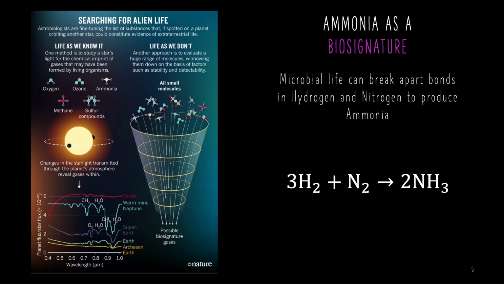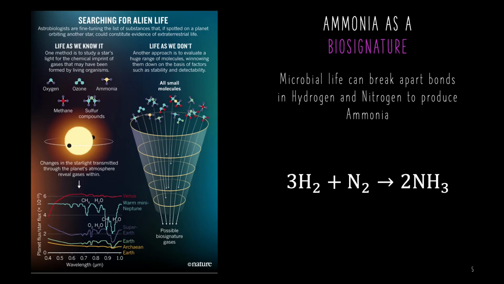So, ammonia as a biosignature. This was first proposed by Sara Seager in 2013. The idea is that in an atmosphere rich in hydrogen and nitrogen, you might have microbial life that can break apart the bonds to produce ammonia, and eventually have an excess build up in the atmosphere to hopefully detectable levels, and these microbial lives can capture the energy released, and the excess of ammonia, like I said, will build up in the atmosphere to potentially detectable levels.